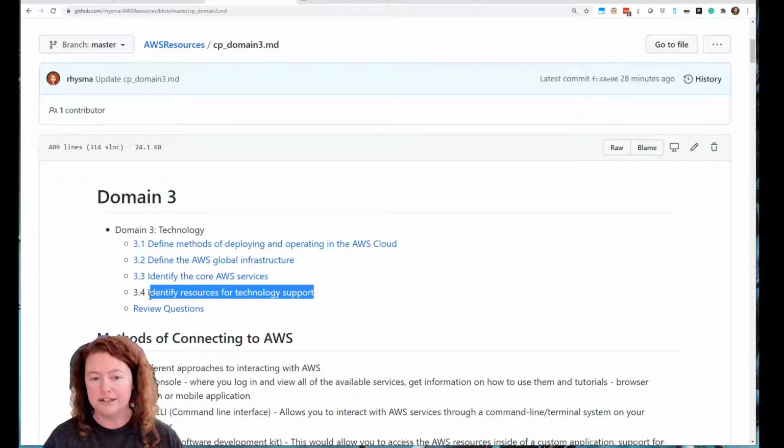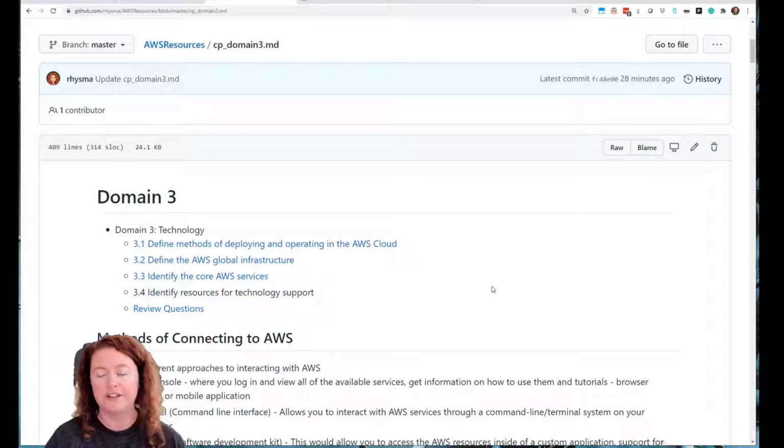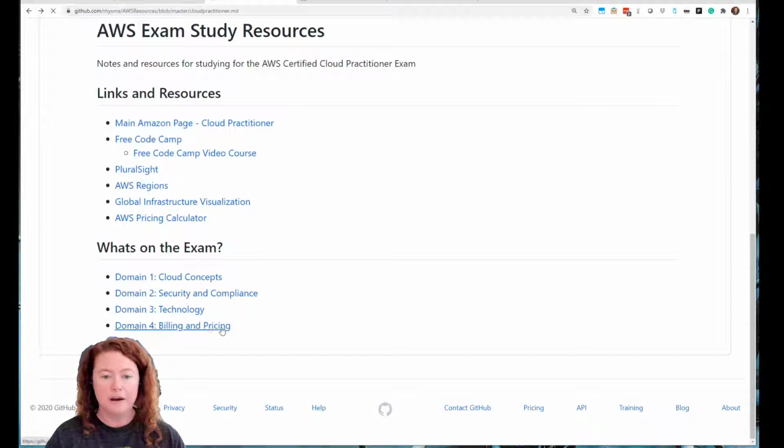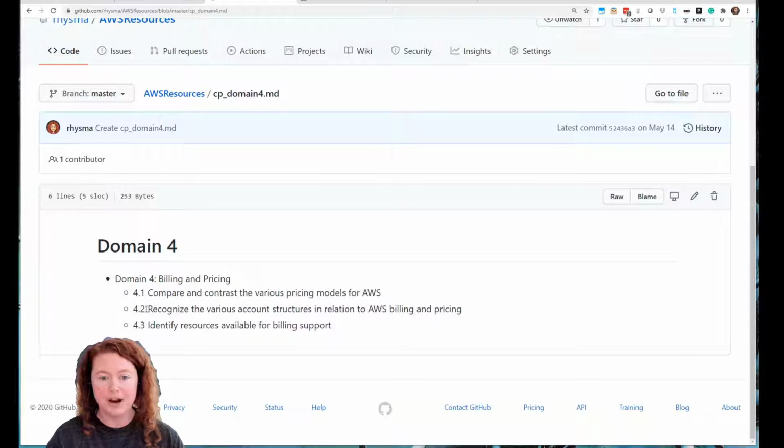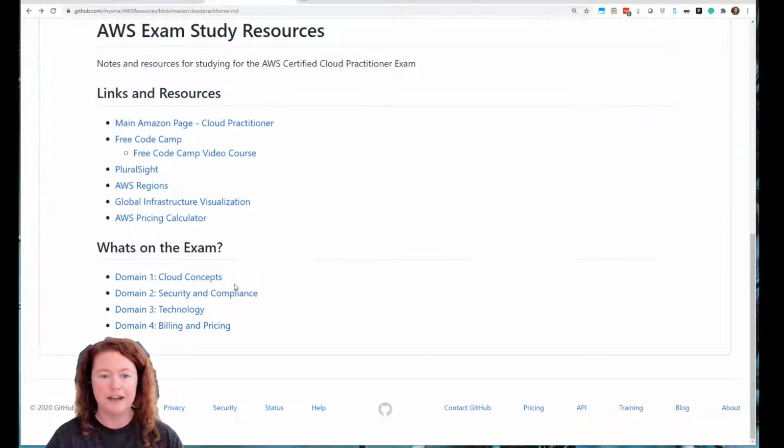We haven't talked about technology support. I figured that was probably the last thing I would tackle. We've talked a little bit about billing and pricing, but we need to go through some of that. There's not a lot in Domain 4 when it comes to billing and pricing. We have talked a little bit about calculators and how to measure your usage and free tier, but we haven't really added anything into that document.